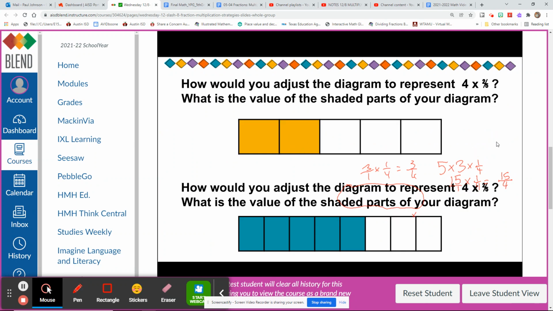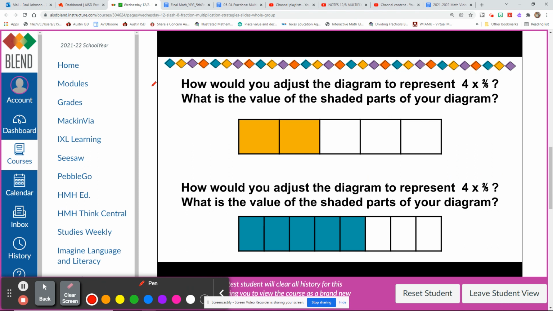All right, moving on. Just a couple of problems where I just want you to think it out real quick, and then we're gonna move on. You don't even have to solve them. So, what would you adjust the diagram to represent 4 times 2/5? What is the shaded value? What is the value of the shaded parts of your diagram?